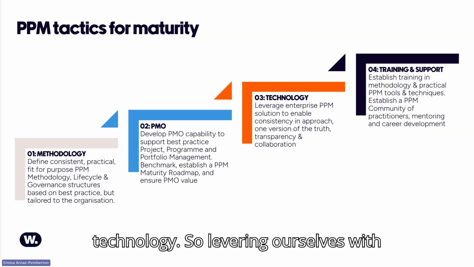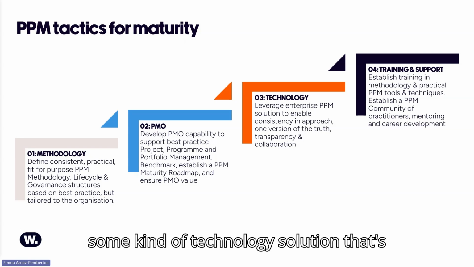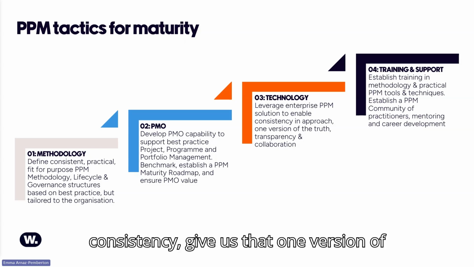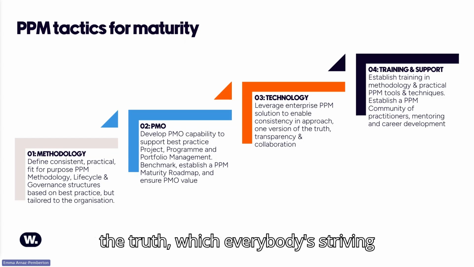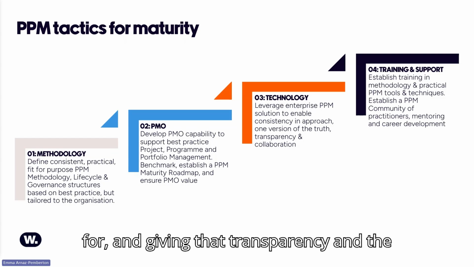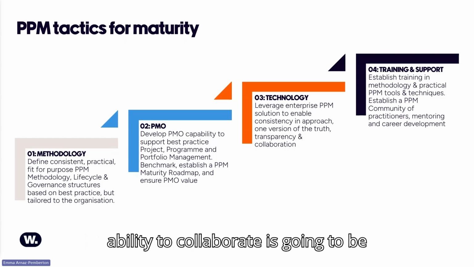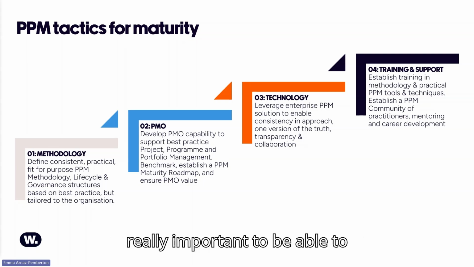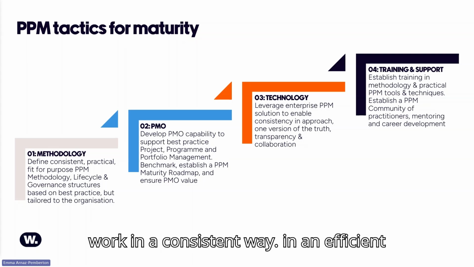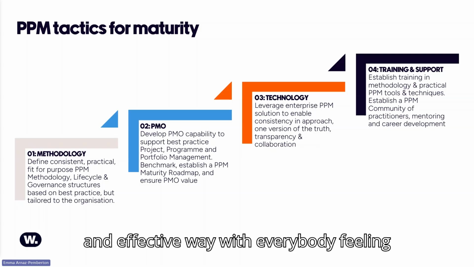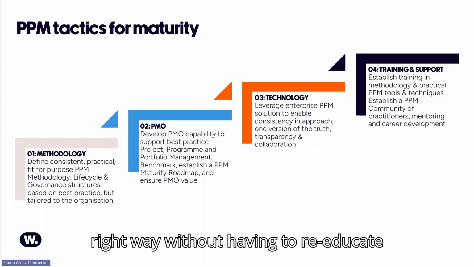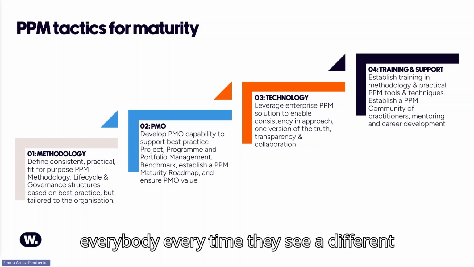The third thing that's going to give us a boost of maturity when it comes to project management is technology. So levering ourselves with some kind of technology solution that's going to help us to drive that consistency, give us that one version of the truth, which everybody's striving for, and giving that transparency and the ability to collaborate is going to be really important to be able to work in a consistent way, in an efficient and effective way, with everybody feeling confident that they're doing things the right way, without having to re-educate everybody every time they see a different kind of report.